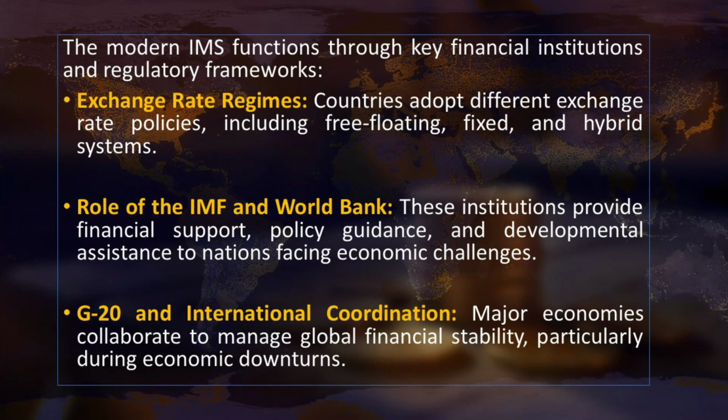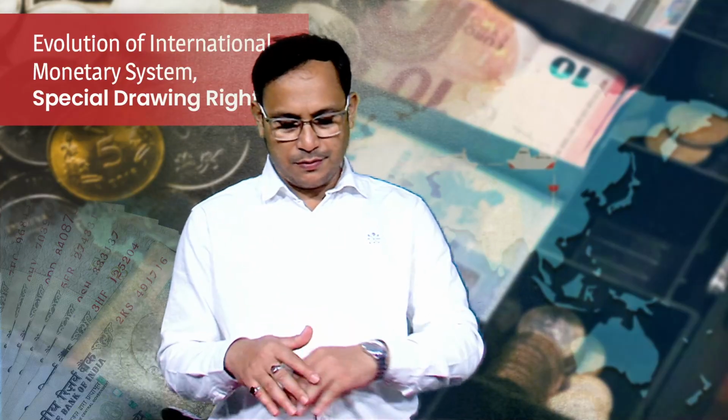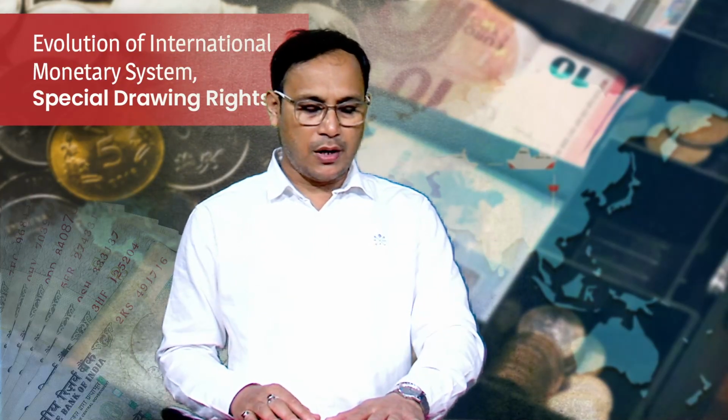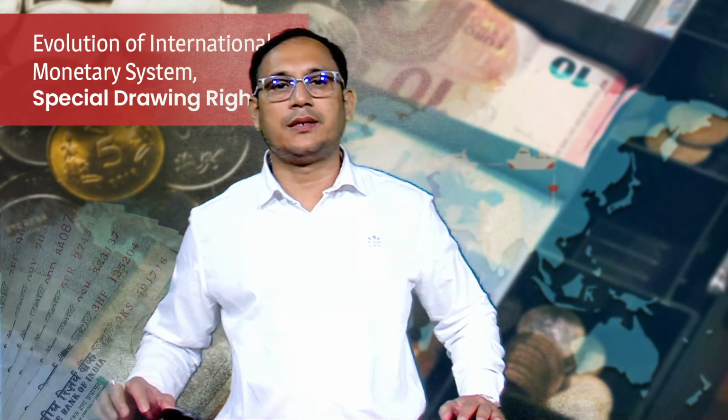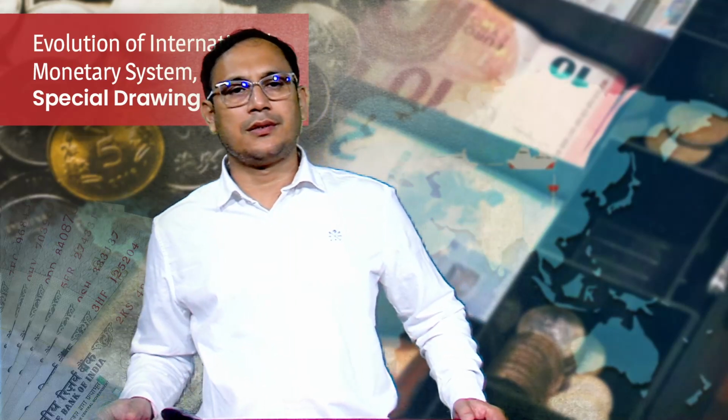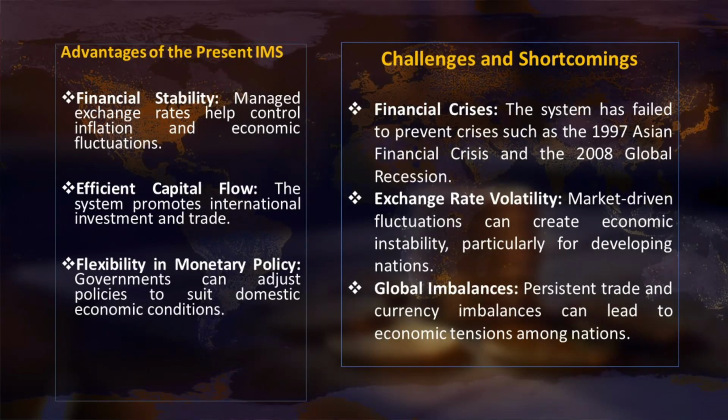Now, since the current monetary system has continued from 1976 after the breakdown of the Bretton Woods system, obviously it must have some kind of advantages. So what are the advantages we should discuss? The first advantage is financial stability. It helps to maintain global price stability and economic growth.